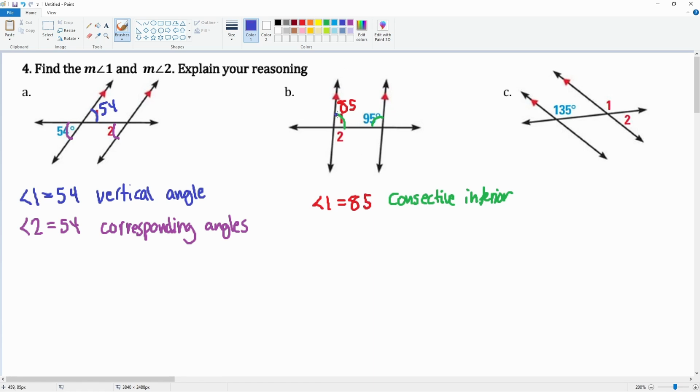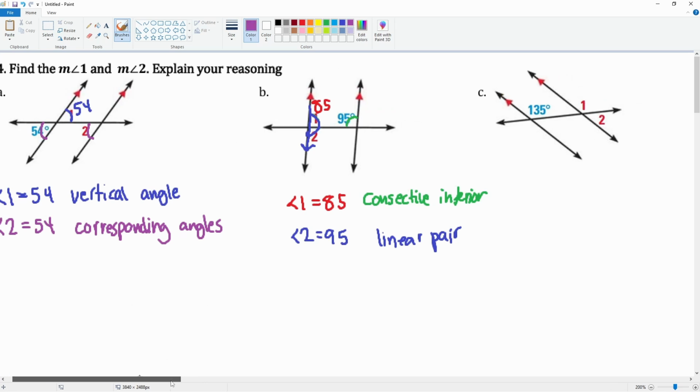Also notice that these here do form a line. So by linear pair, angle 2 is going to be 180 minus 85, that would be 95. That's if you do linear pair. You could also have done alternating interior angles as well.